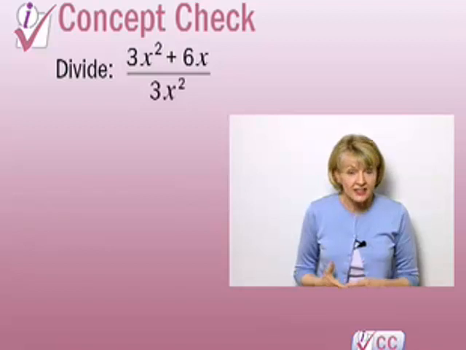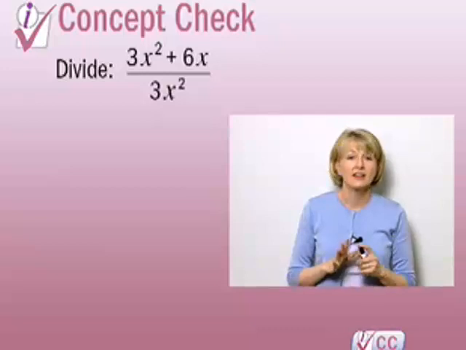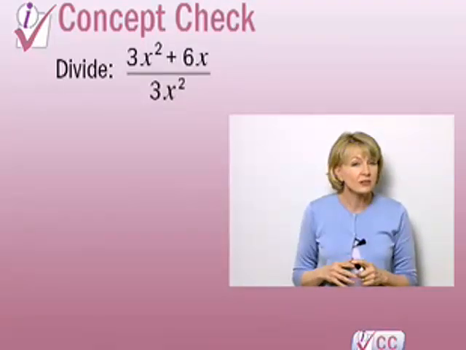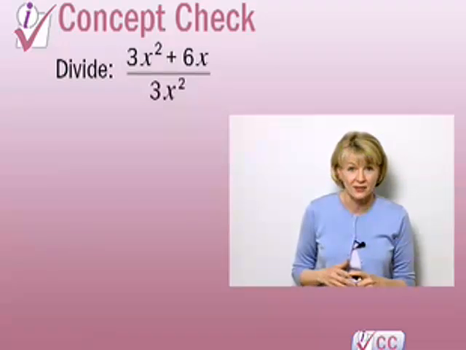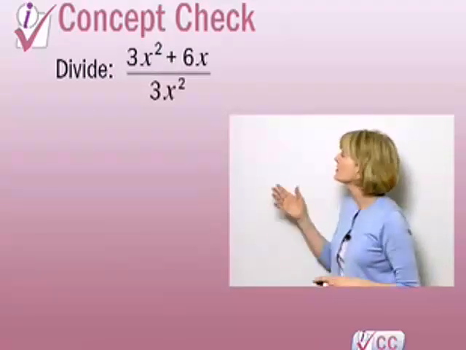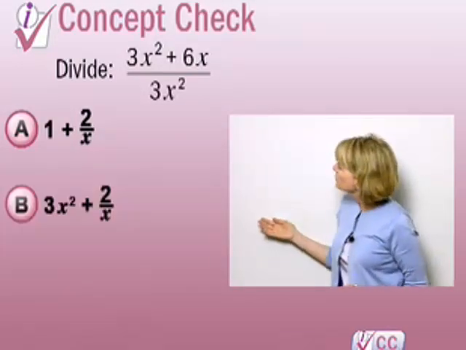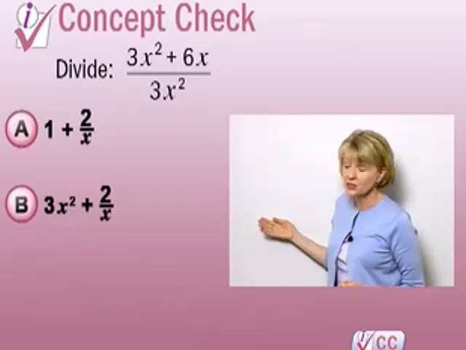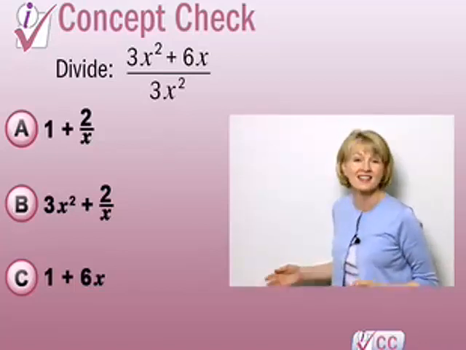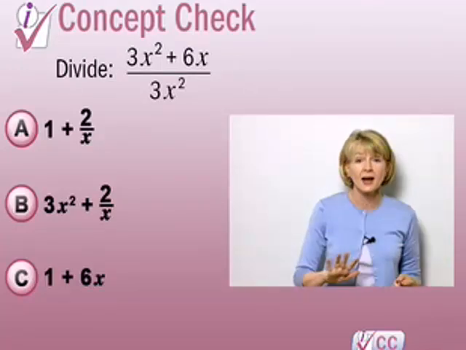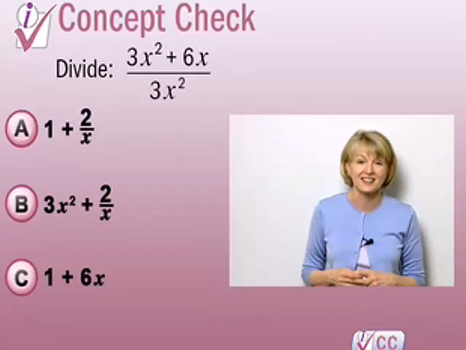Let's check your understanding of dividing polynomials by answering the following question. Divide the following: 3x squared plus 6x all over 3x squared. Once you divide, is the result A, 1 plus 2 over x? Is the result B, 3x squared plus 2 over x? Or is the result C, 1 plus 6x? The video will stop. That will give you time to go ahead and divide and then make your selection.